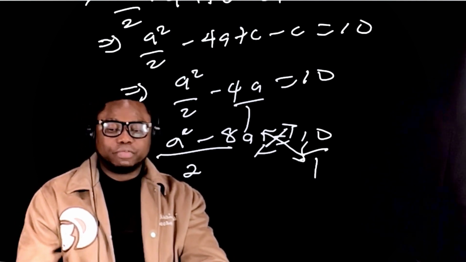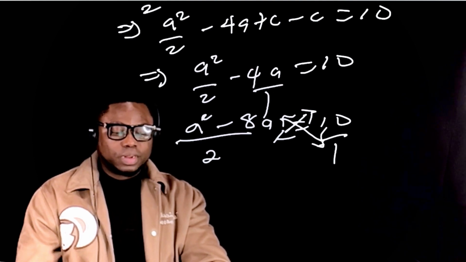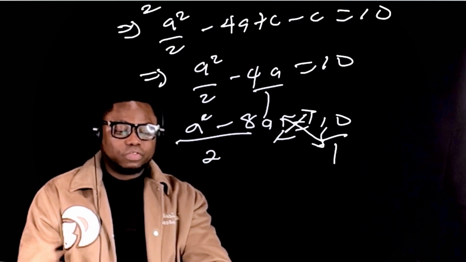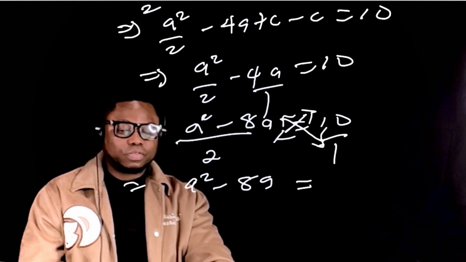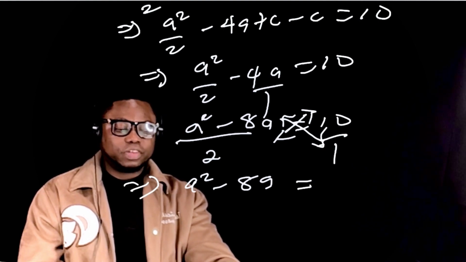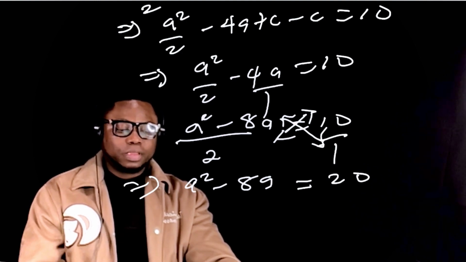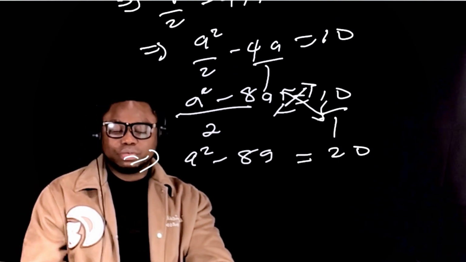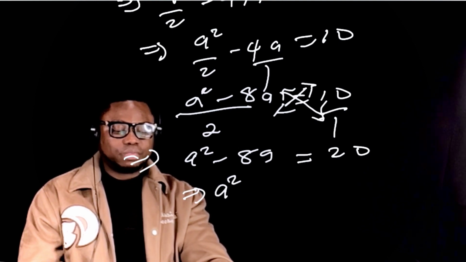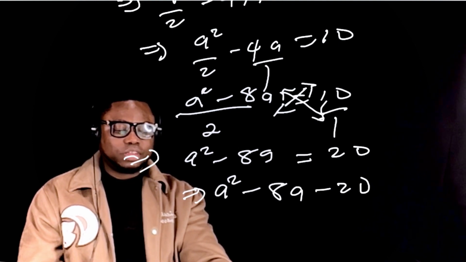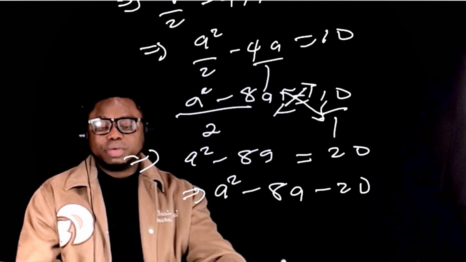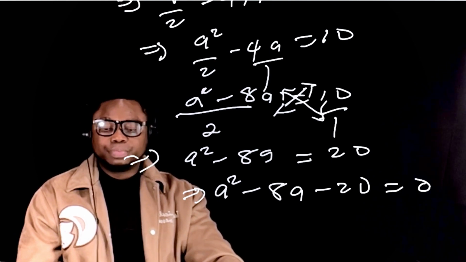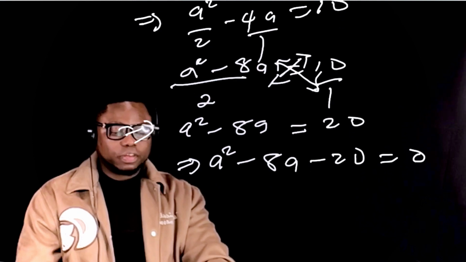So, when I do the cross multiplication, a squared minus 8a times 1 is going to give me a squared minus 8a, which is equal to 2 times 10, which gives me 20. Now this is a quadratic equation, which is the same thing as a squared minus 8a minus 20 equal to 0, if I bring 20 over to the left hand side. So this is a quadratic equation.